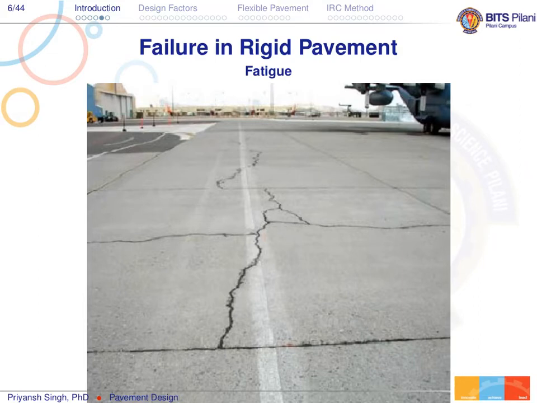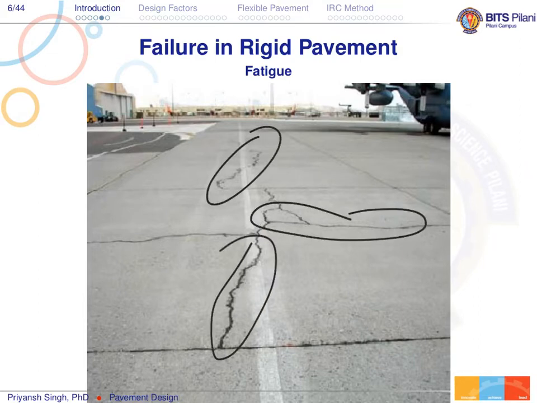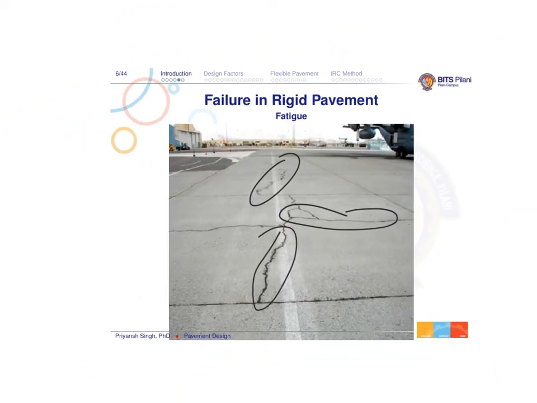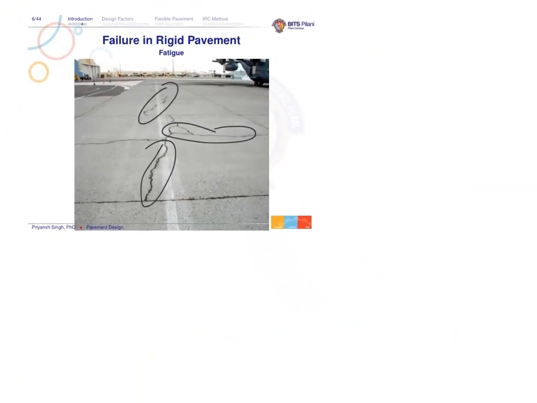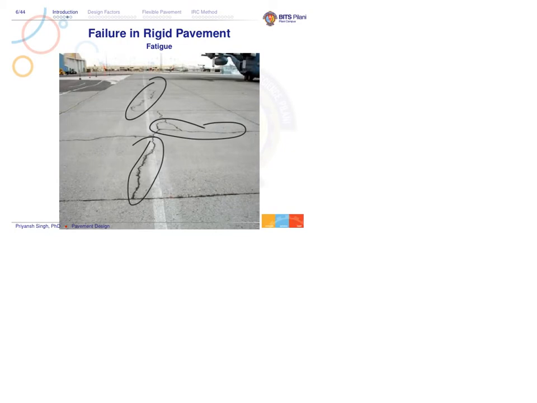These are the different types of cracks you can see on the pavement, which can be taken as fatigue cracking. What happens when you lay your pavement, or lay the concrete pavement? Let's suppose this is my concrete pavement which you have laid, and you might have some temperature of 20 degrees Celsius. What happens? The temperature may increase or decrease after laying.